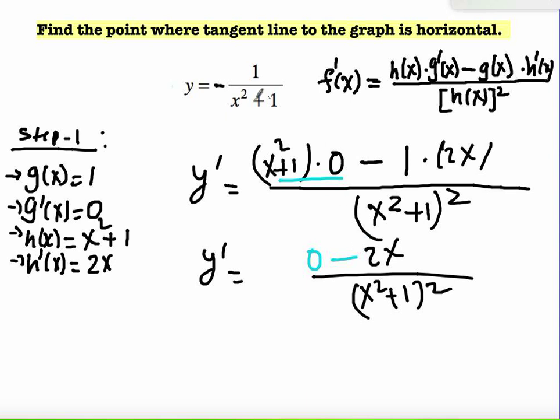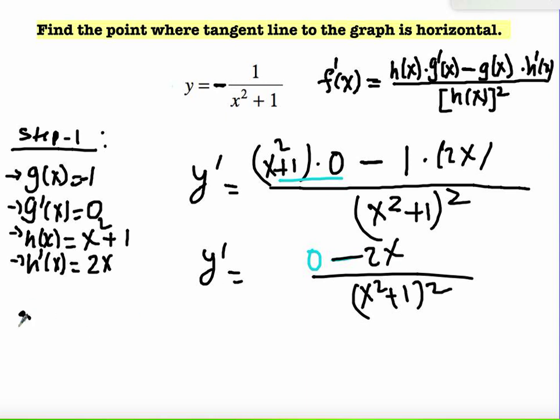Now what we can do, we can take care of that negative sign by saying that, okay, instead of calling g of x 1, if we call it -1, then the whole thing has been taken care of. If g of x is -1, g prime of x is still 0, so the whole thing has been taken care of. There's nothing else we need to do here. So we have y prime of x is -2x over this.